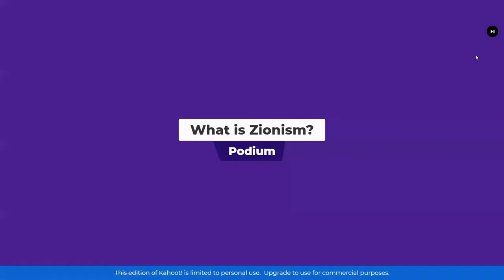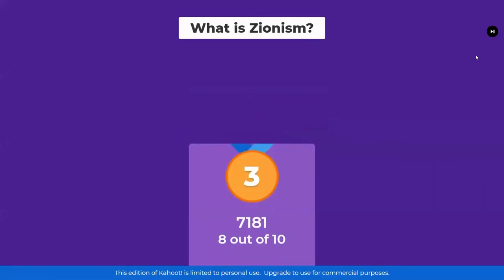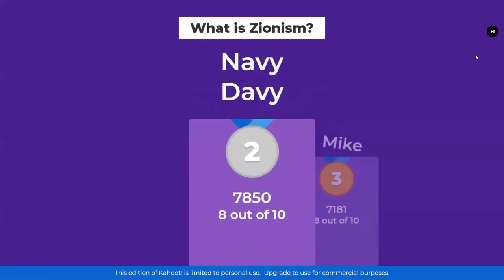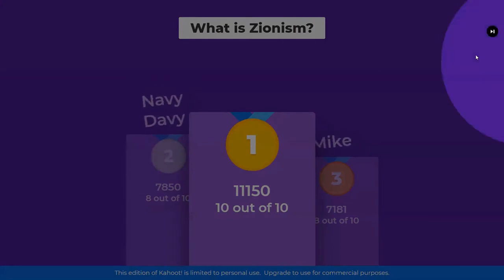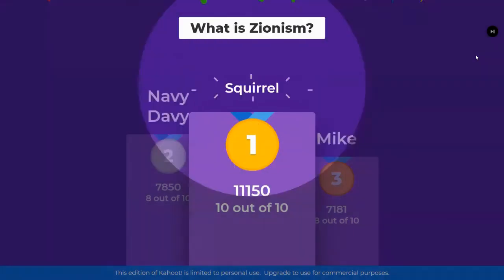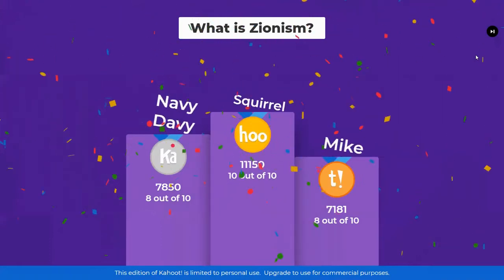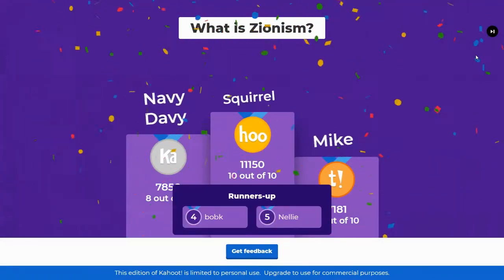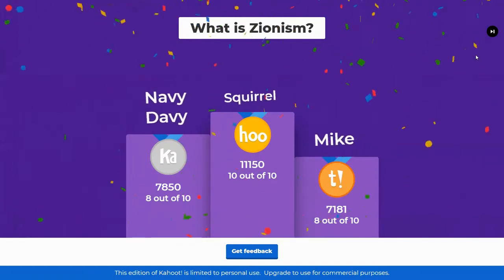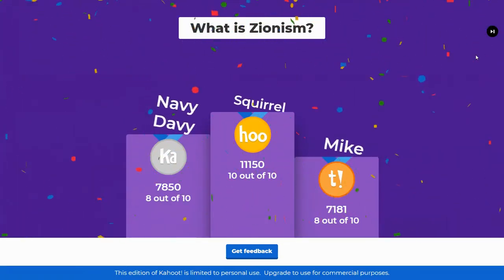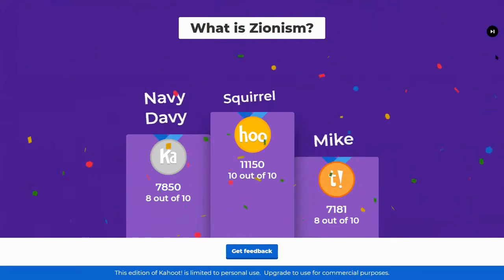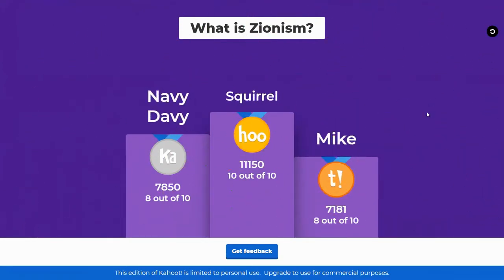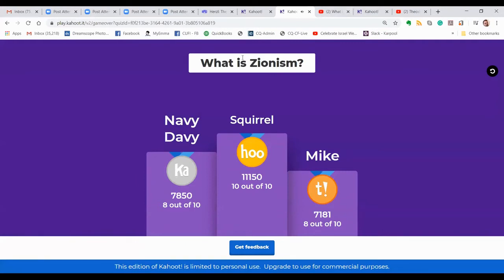Okay, let's see. Here's the podium. Mike, 8 of 10, right. Navy Davy, 8 of 10. And in first place, 10 out of 10, is Squirrel. Yay! Here are the runners up. Each one of you did great. It was surprisingly really good even before getting the information. So I'm going to close it.